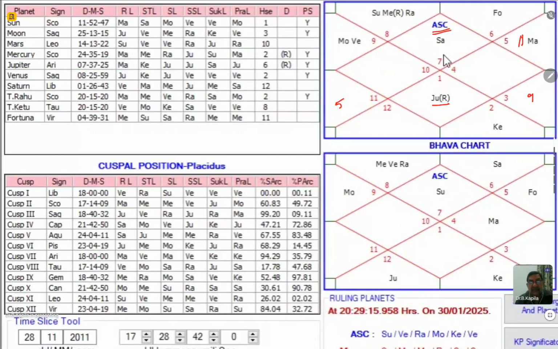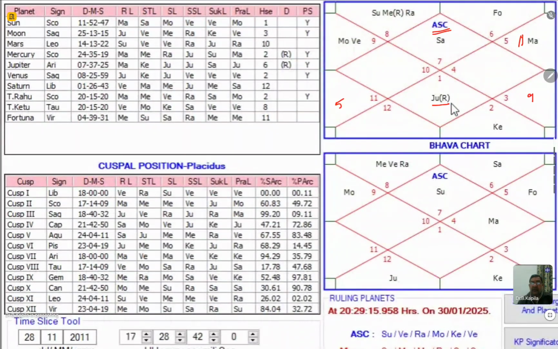I repeat again. Jupiter is the Karaka of childbirth, and so the presence of Jupiter in the ninth house, the 11th house, the Lagna, or the fifth house ensures that the lady has conceived. This is true for almost 80% of cases. What is the requirement of the ninth? I am telling you right now. I'm just coming to that.